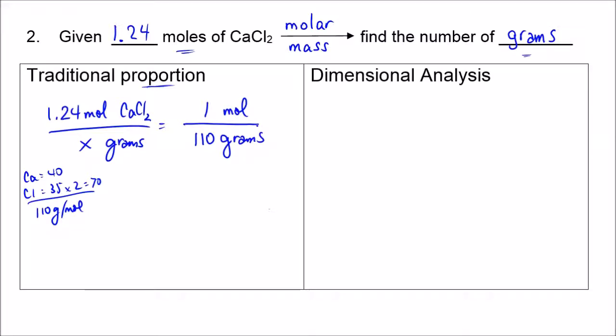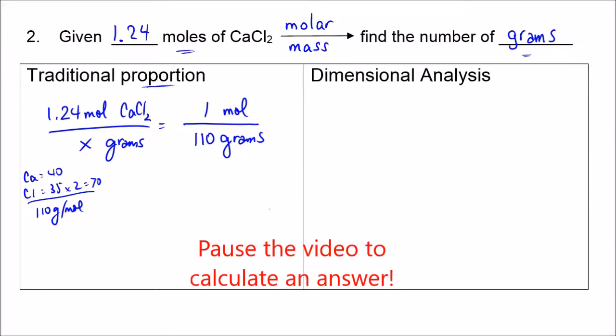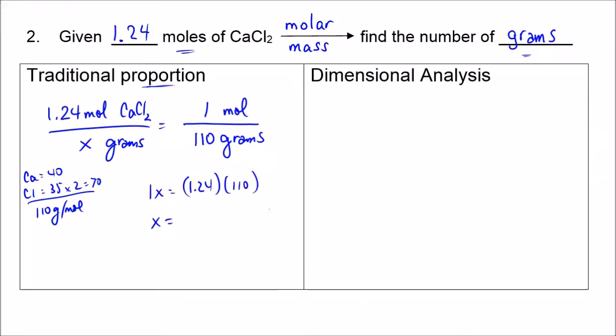So I'm hoping that looks perfectly normal to you. Go ahead and get an answer and then check against my answer. So here you can see the cross multiplication is very simple. And the answer is simply the multiplication. So the answer is 136. The label is grams. If we want to be more specific, grams of calcium chloride. Done. Let's now do the same problem with dimensional analysis.